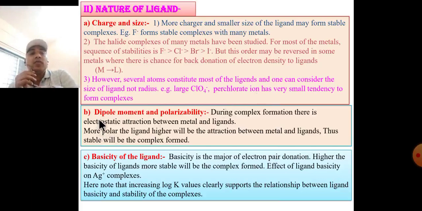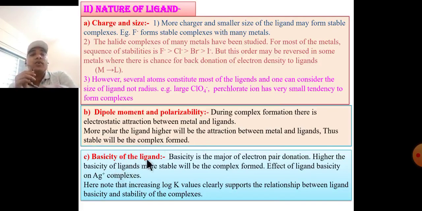B. Dipole moment and polarizability. During complex formation, there is an electrostatic attraction between metal and ligand. The more polar the ligand, the higher the attraction between metal and ligand. Thus, more stable will be the complex formed.